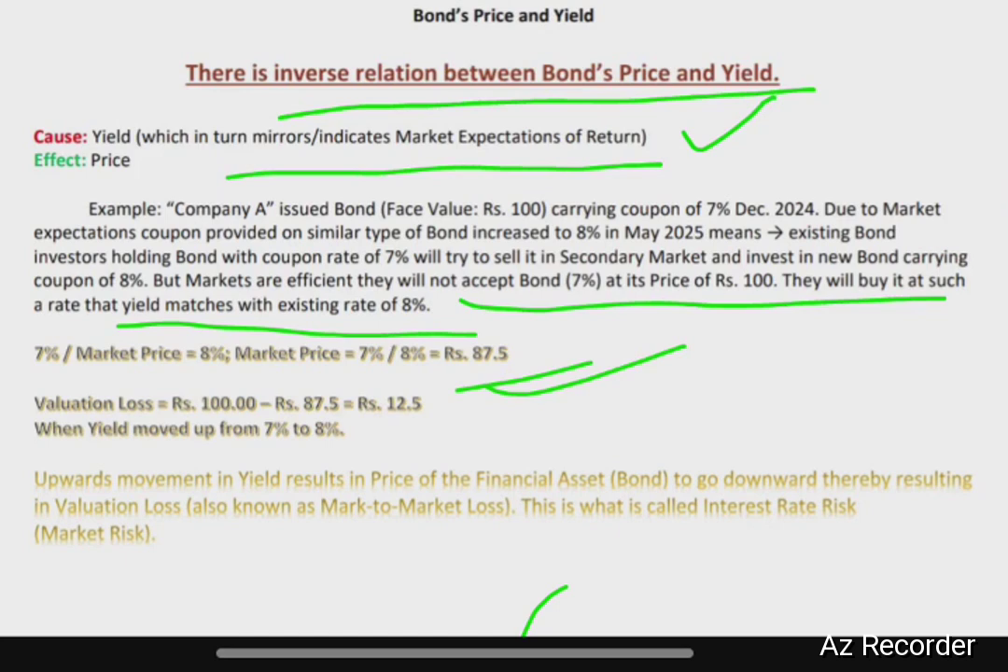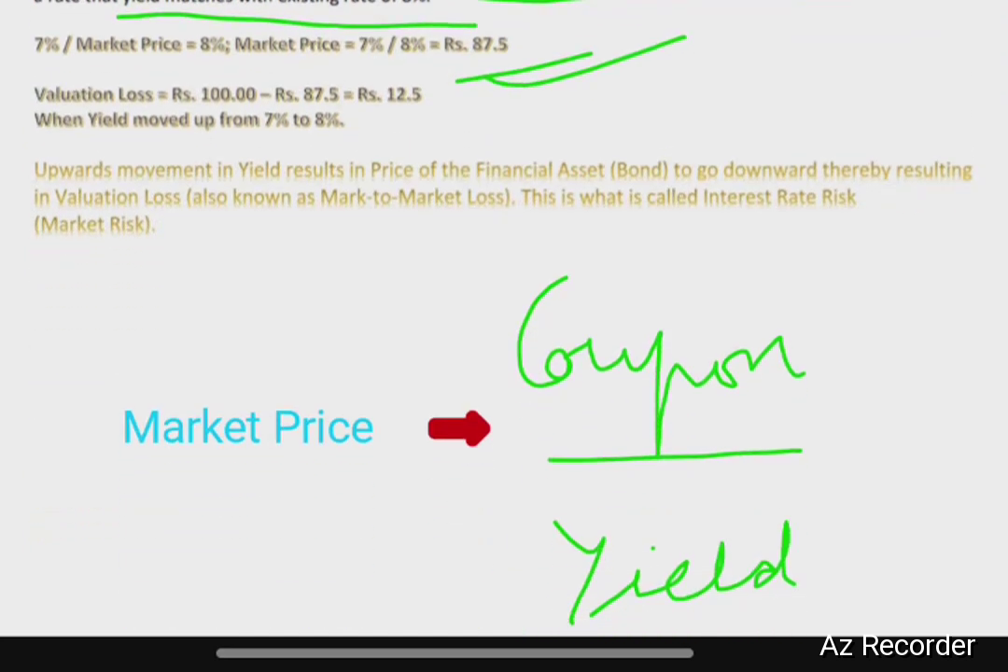Now the other way around, when yield moves down, price will go up, which is not a risk as such, because of the inverse relation, you will gain in it. Risk is only there when there are potential losses. So only when there is an upward movement in yield, you will lose something.